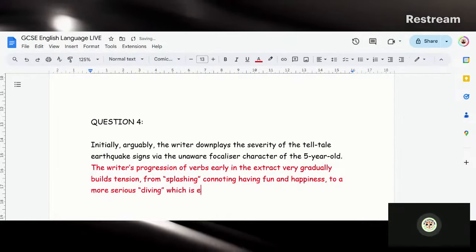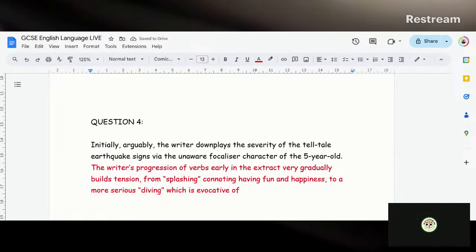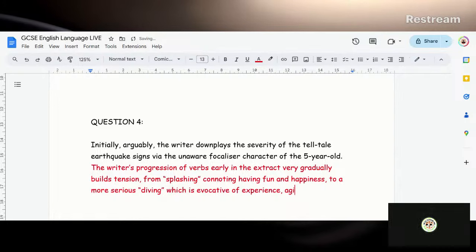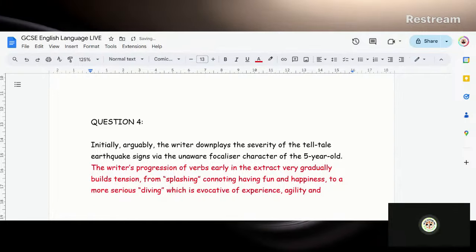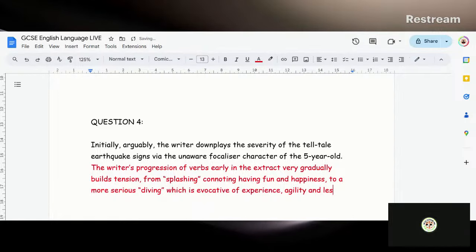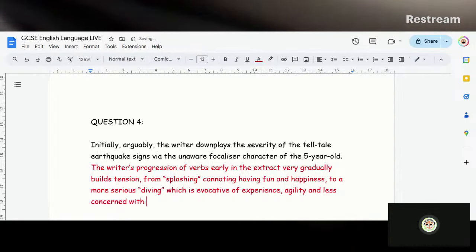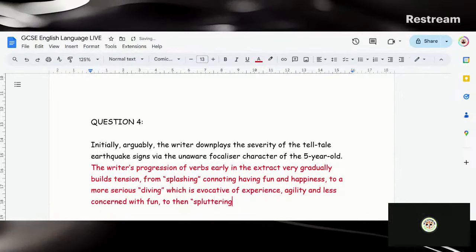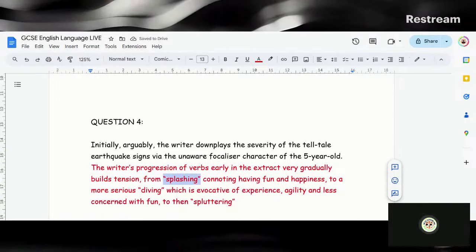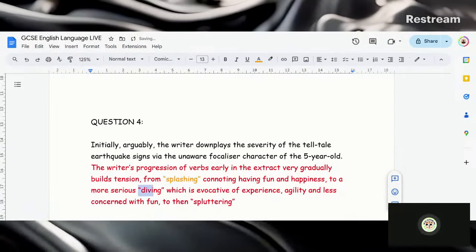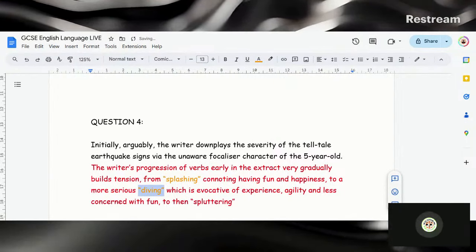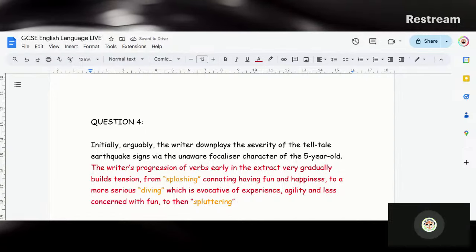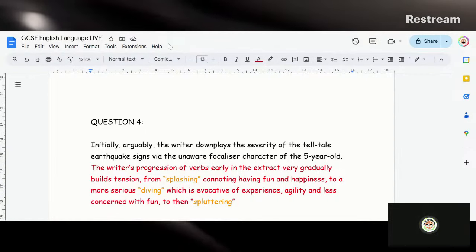So diving, which is evocative of experience, agility, and perhaps it's just generally more serious and less concerned with fun, to then spluttering. So we're talking about the gradual movement of the verbs from splashing to diving to spluttering. So you can see the gradual shift there, and it's a more implicit way, which means less obvious way of how this rising tension is being built upon.